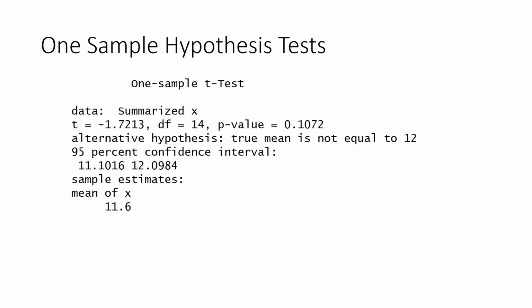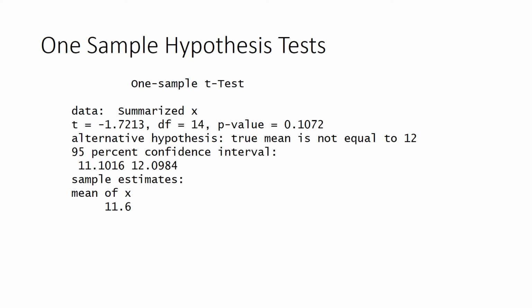The output tells you t equals minus 1.7213. This is the calculated value of the test statistic. This is the number you compare to the critical values. Recall, we found the critical values to be minus 2.145 and positive 2.145. The calculated value of the test statistic is between the critical values, so we do not reject the null hypothesis.